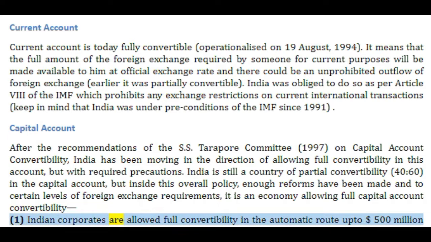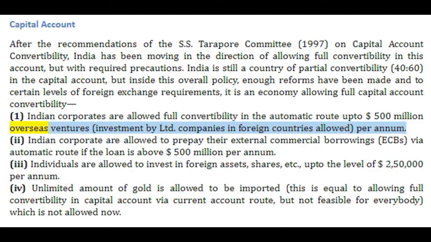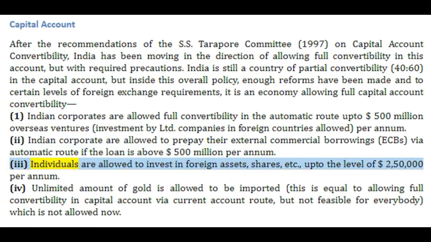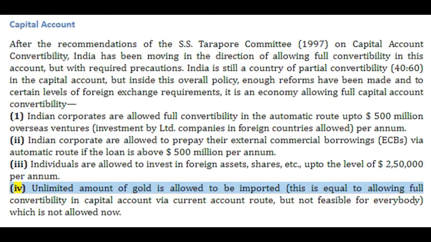1. Indian corporates are allowed full convertibility in the automatic route up to $500 million for overseas ventures. Investment by limited companies in foreign countries is allowed per annum. 2. Indian corporates are allowed to prepay their external commercial borrowings, ECBs, via the automatic route if the loan is above $500 million per annum. 3. Individuals are allowed to invest in foreign assets, shares, etc., up to the level of $250,000 per annum. 4. Unlimited amount of gold is allowed to be imported.